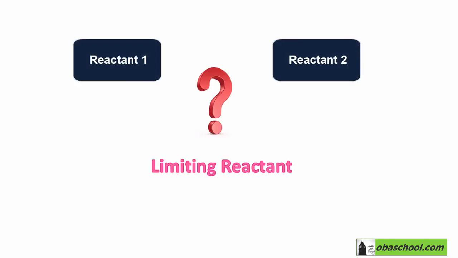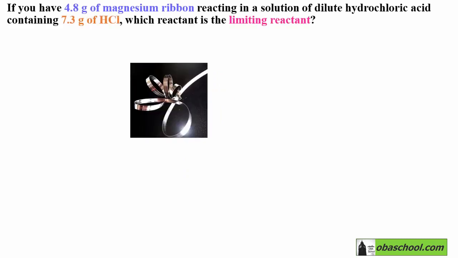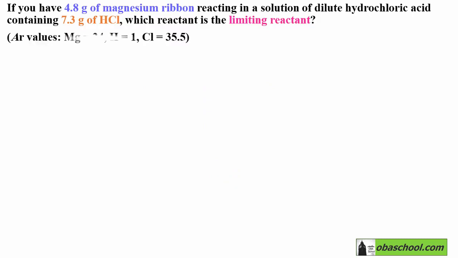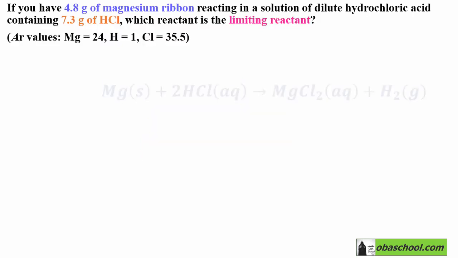Let's take an example now to learn how to identify which of the reactants is the limiting reactant. If we have 4.80 grams of magnesium ribbon reacting in a solution of dilute hydrochloric acid containing 7.3 grams of HCl, which reactant is the limiting reactant? We are given the relative atomic masses of magnesium, hydrogen, and chlorine. First of all, you have to always start with writing the chemical equation for this reaction.